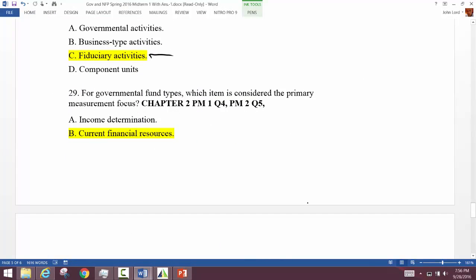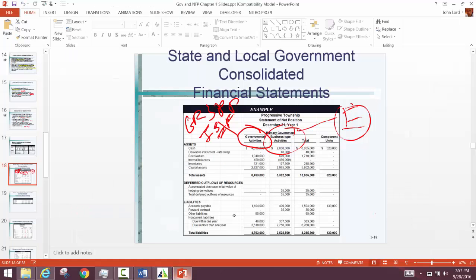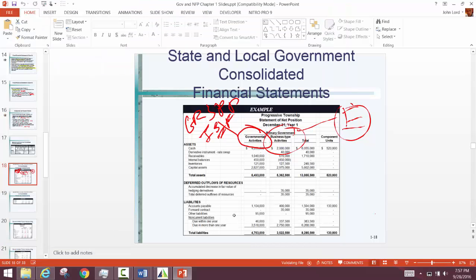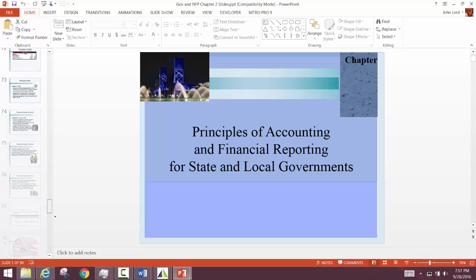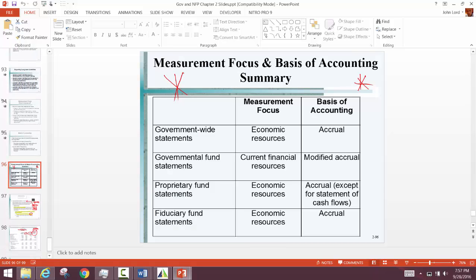Let's take a look at 29. For governmental fund types, which item is considered the primary measurement focus? It is the current financial resources measurement focus. And remember, guys, in chapter 2, that very last slide, or close to the last slide, I put stars on it, right? Because that slide would have answered that question.